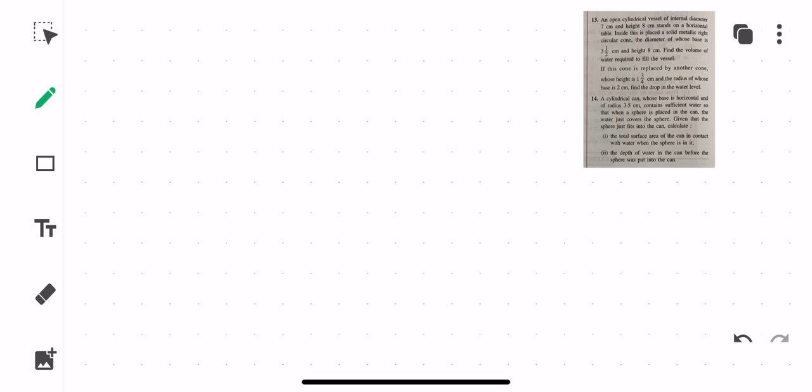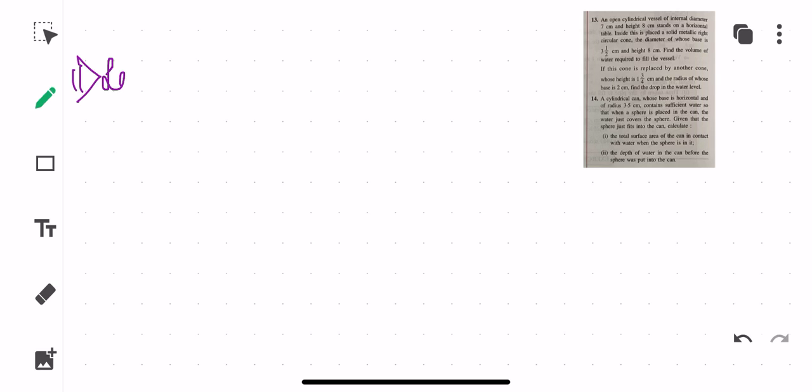Okay, so now what you will be writing, you will be writing this. See, this is sub question 2. So in sub question 2, the moment you are removing the sphere, children, the water level is going to go down for sure. So that depth, you will be letting as h.